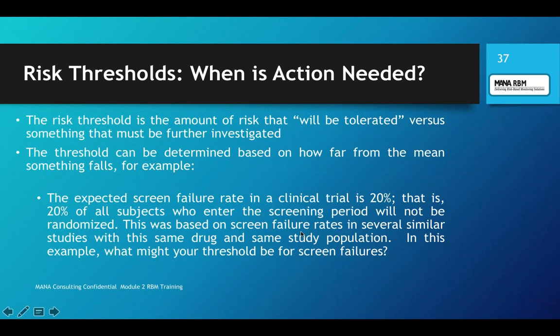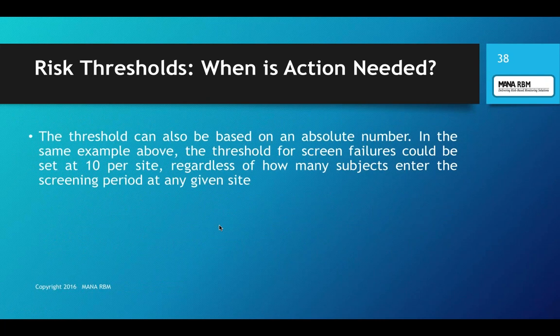I think we were just finishing this poll when we did the last study. In this example, the screen failure rate is 20%. So what are the thresholds that you're going to use? You might say, if they are within 5%, it's okay, but if they're out 20%, then that's not okay. Those are the kinds of things you want to think about when you're determining your risk threshold.